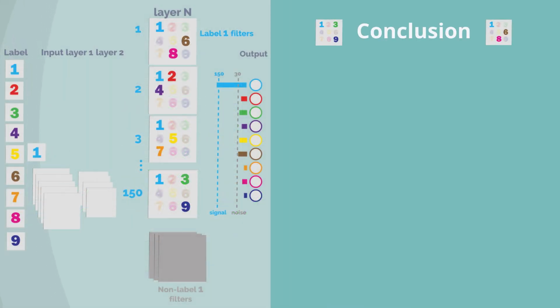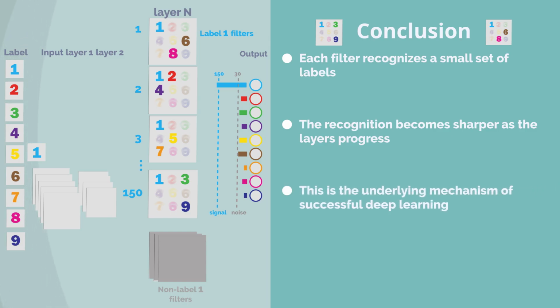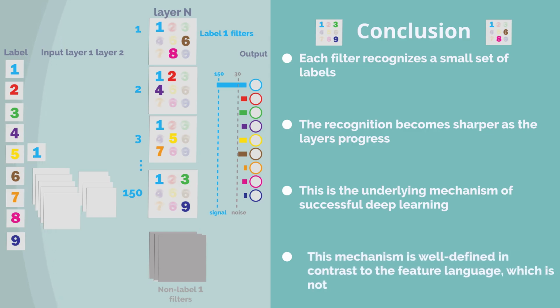In conclusion, each filter recognizes a small set of labels. The recognition becomes sharper as the layers progress. This is the underlying mechanism of successful deep learning. And most importantly, this mechanism is well defined, in contrast to the feature language, which is not.